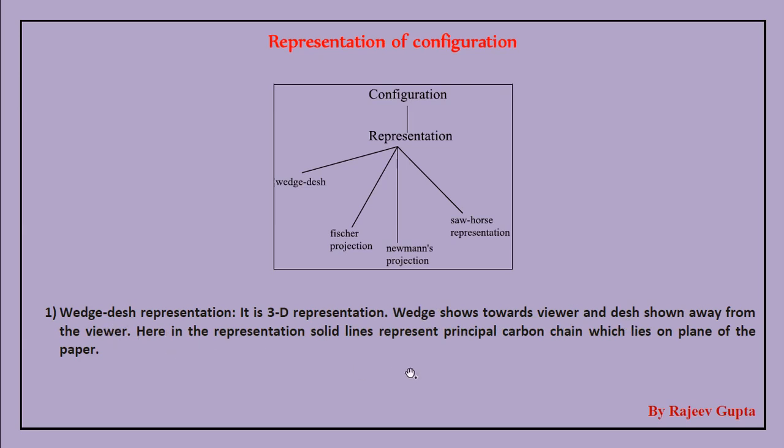Here the representation in solid lines represents the principal carbon chain which lies on the plane of the paper. So what is the meaning of these two lines? Let's see in the next slide.